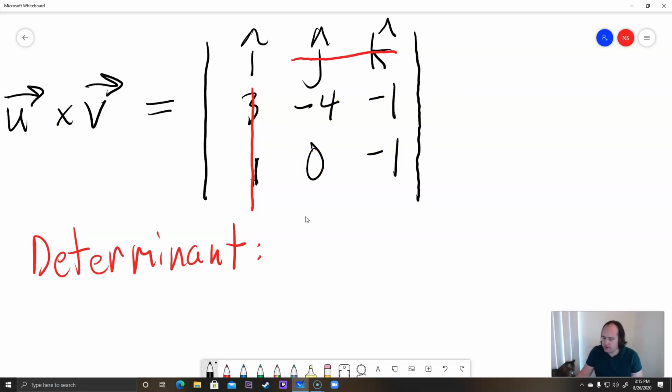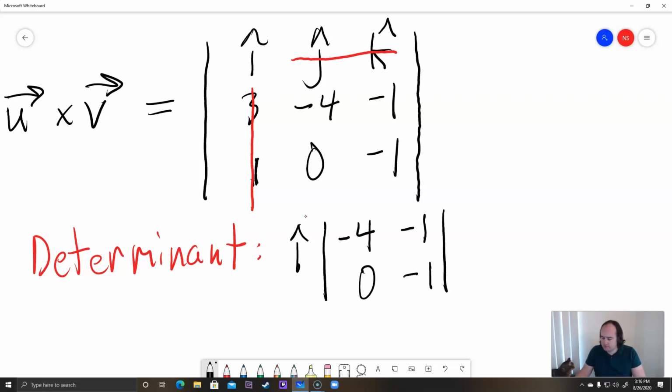So what's that going to look like? Well, we're actually going to get vector i times the determinant of what's left. So I cross out everything in the row and column of i, and then I'm taking the determinant of a smaller matrix here. So that's negative 4, negative 1, 0, negative 1. Okay, that's the determinant, but that's just the beginning of it. So you have to do this all the way across this row.